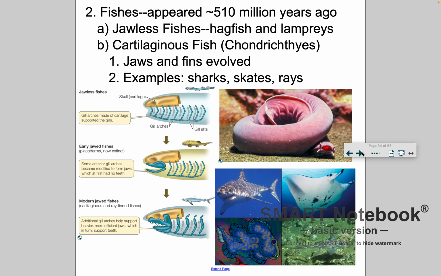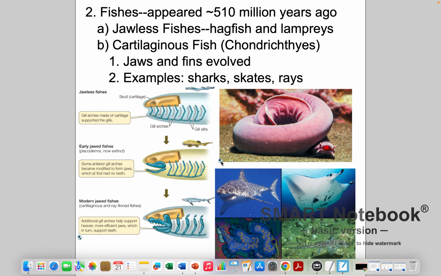Fishes appeared 510 million years ago. It started off with jawless fishes, hagfish and lampreys. We also see cartilaginous fish, Chondrichthyes, where jaws and fins evolved. Examples of cartilaginous fish are your sharks, skates, and rays. This is a hagfish, and I'm going to show you a video on them.